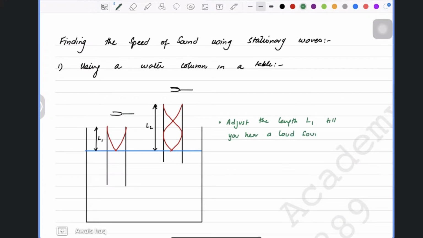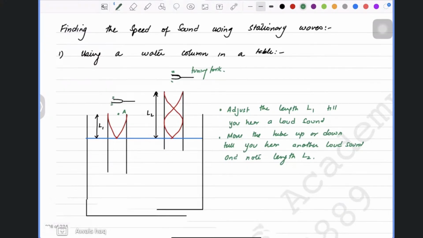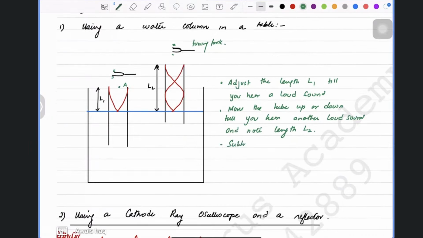When you hear the loud sound, it means that at this point an antinode has been formed because of the frequency of this tuning fork, right? So this is like the tuning fork. Then what you do is move the tube, it's up to you, up or down, till you hear another loud sound and note length L2, like that.